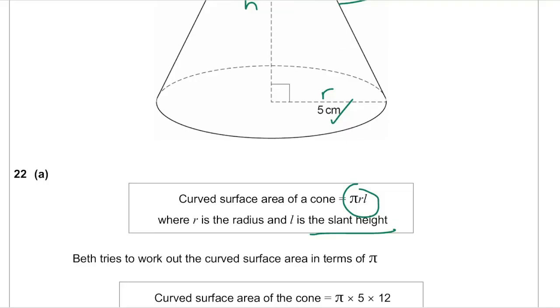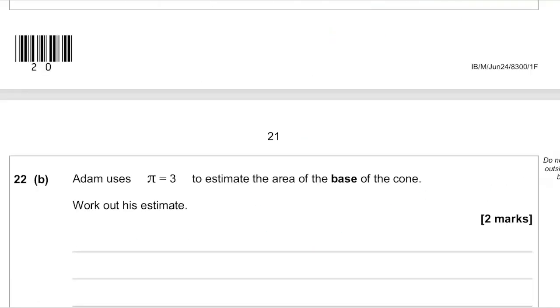So let's go to the next one. Right, we're still on part B of the question before, so we're still dealing with the cone. But this time it says Adam uses pi equals 3 to estimate the area of the base, just the base. So I've got a circle on the bottom there, so I'm doing the area of a circle.